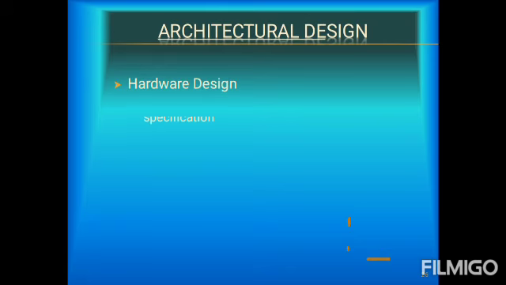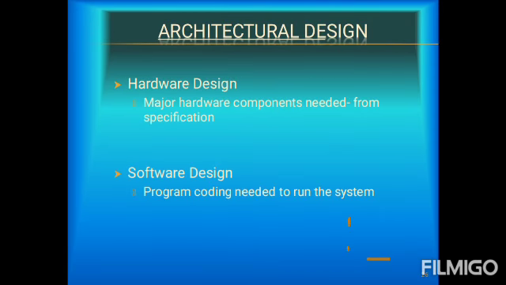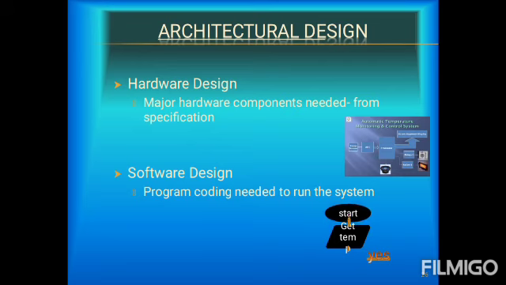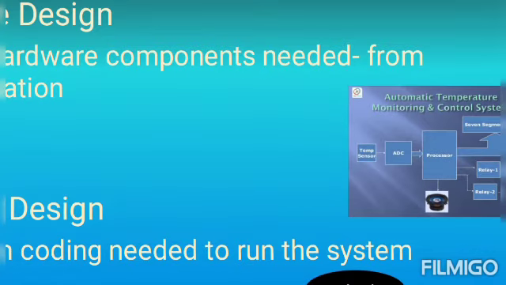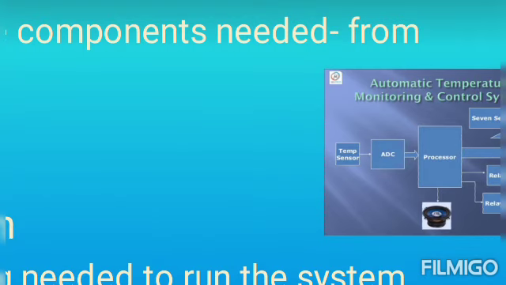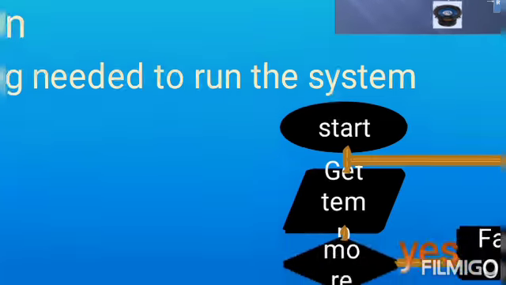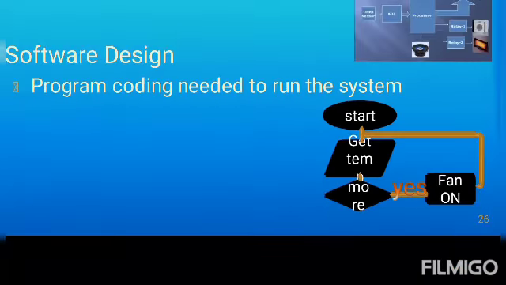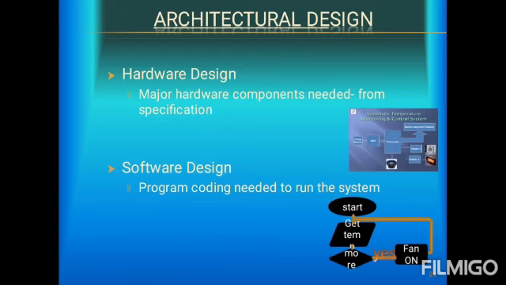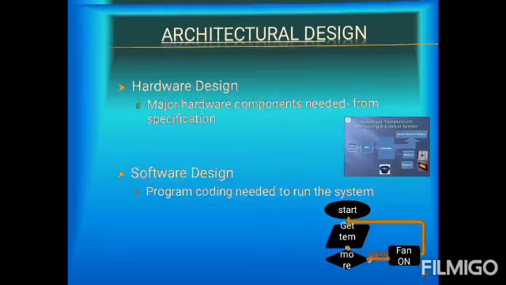Next, after specification, we have to go for the architectural design. Here I have given an example of the hardware architecture and software architecture design of an automatic temperature monitoring control system. See that, the hardware blocks have to be designed first, and then we go further to the circuit diagram of the design. Then we have to write the program for that. Here I have given a flowchart for the program. So we have to go for hardware design as well as software design.